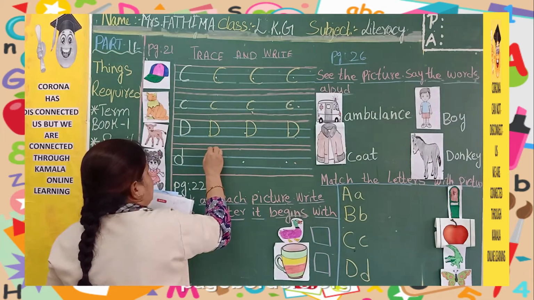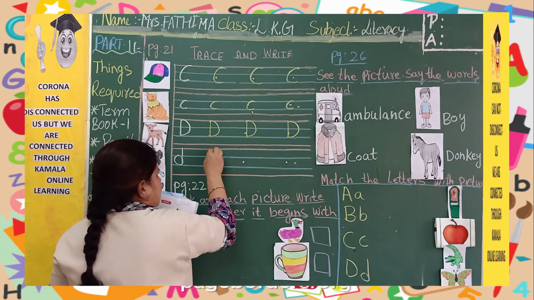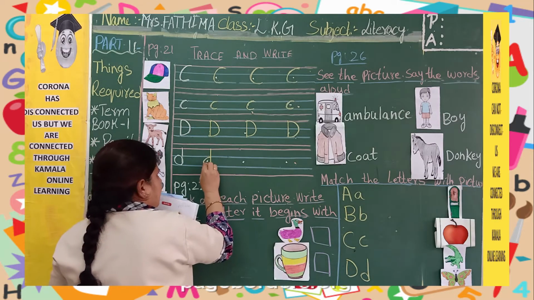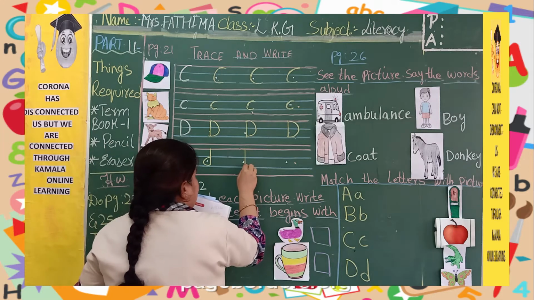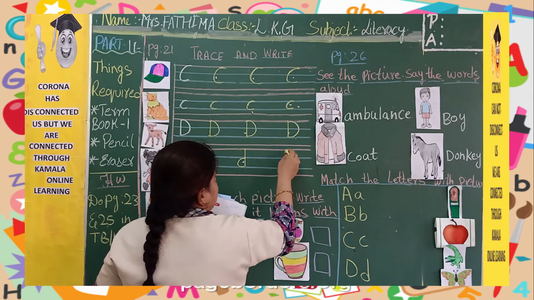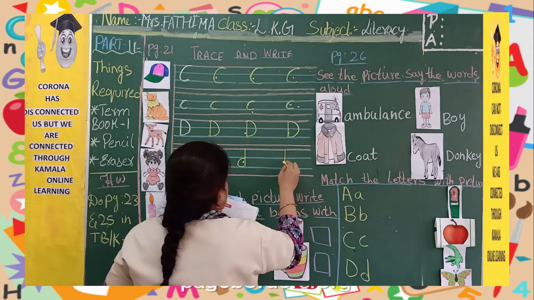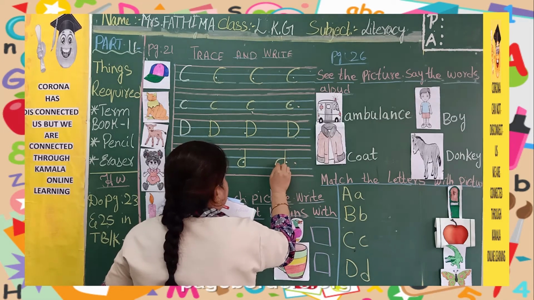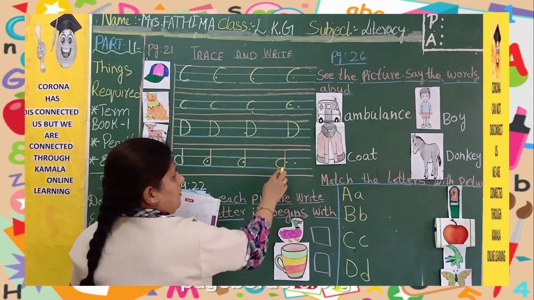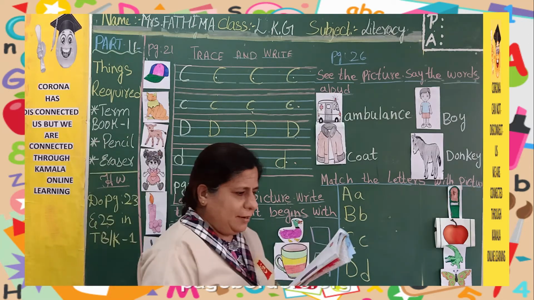Small d. Small d should touch red line, blue line, children. 1, 2, 3 lines. Standing up line. Curve line. Like this. Standing up line, curve line. D, like this. You should touch 3 lines. Red line, blue line. 1, 2, 3. D should come like this. D should come this side, not B. Okay, I hope you all have completed.